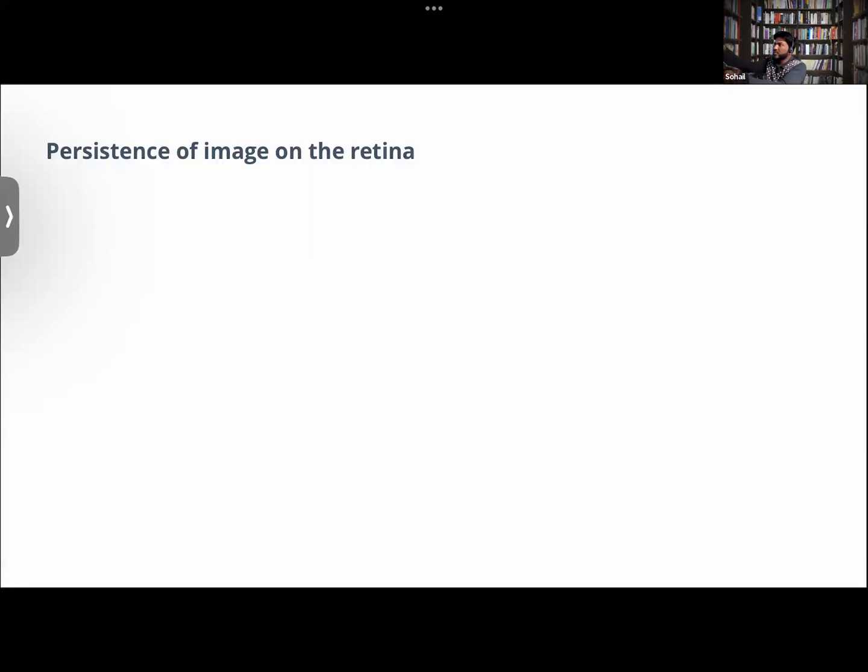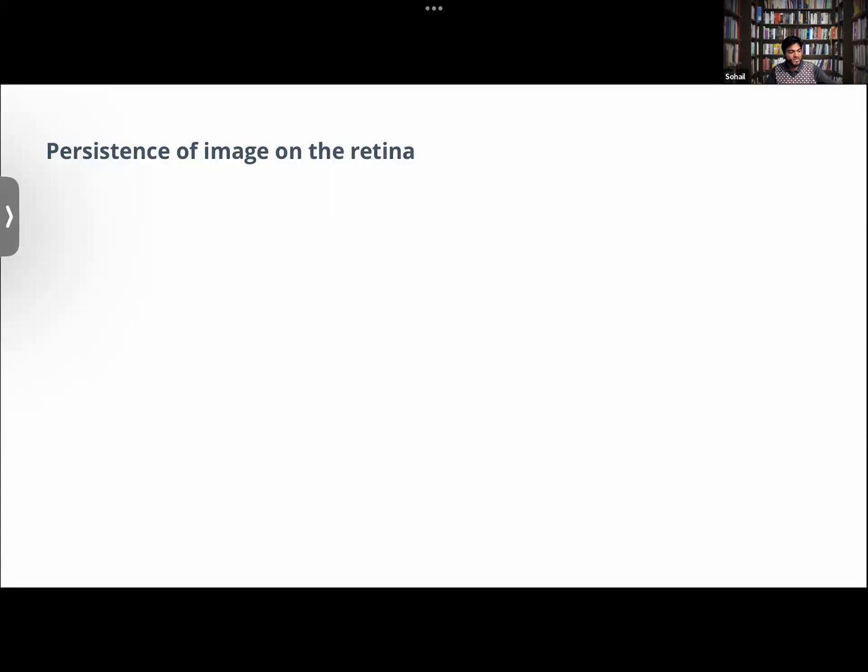So the image of a given object will be retained on the retina for 1/16th of a second, even if the object has disappeared from your view. Suppose you brought something near to your eye like this, and you immediately took it away.